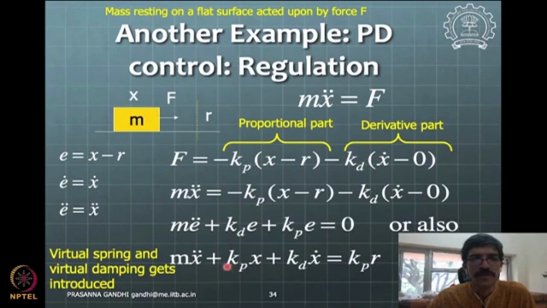The idea here, if you see from this error dynamics, is that there is a virtual spring, as if a virtual spring is attached to this mass, which will have equilibrium at the desired reference position. So one can interpret this control as if we are actually attaching some virtual springs and dampers to the system, to get some kind of physical insight.